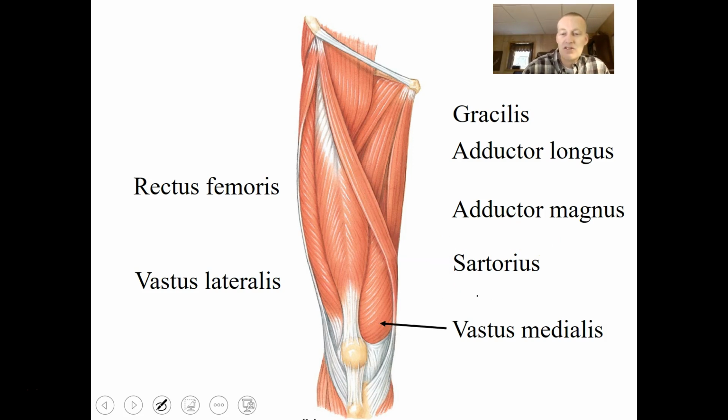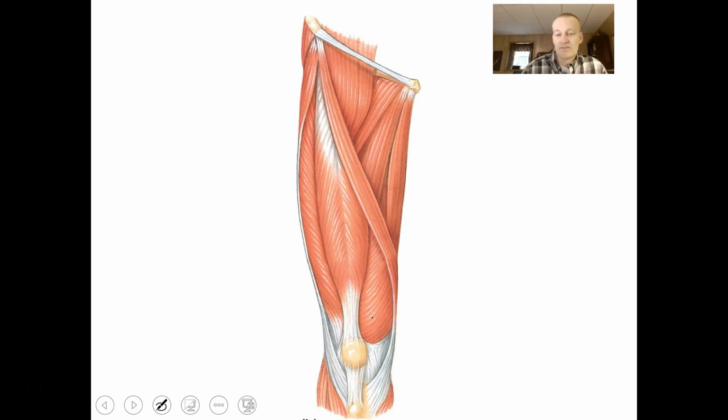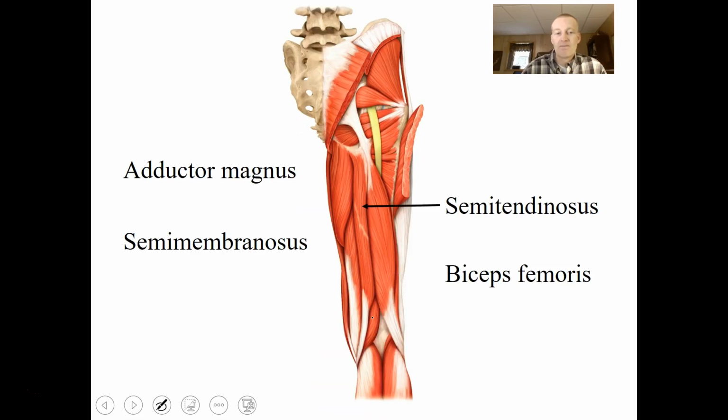Vastus medialis is one of the muscles of the quadriceps, to the medial. Again, practice, practice, practice. So here we have the back side of the leg. These are sometimes confusing, so it's definitely one you want to give a model and practice. On the lateral side, one of your hamstrings is called the biceps femoris. We then have, kind of in the middle or to the medial, the semitendinosus.